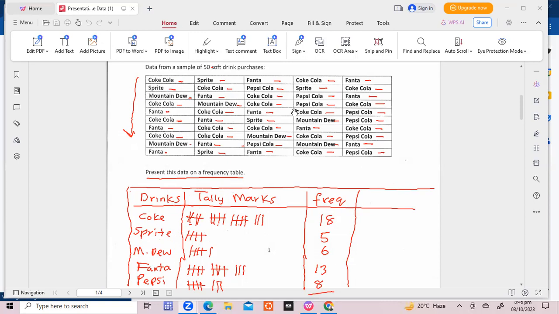Total number 50. 50. Okay, so there is no effort to skip. Then next you put relative frequency.